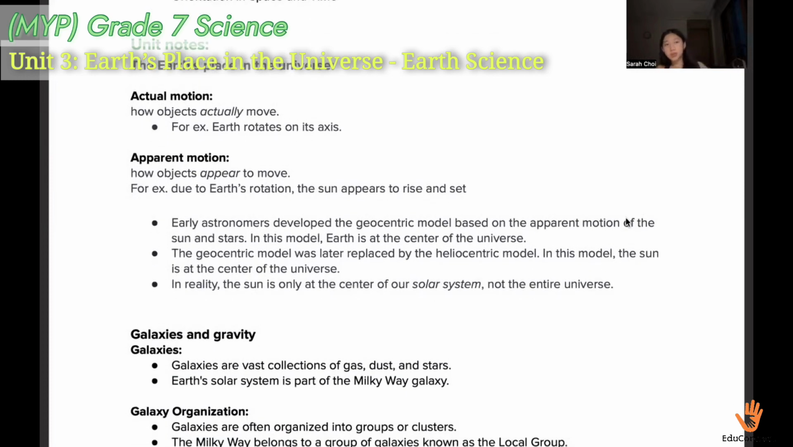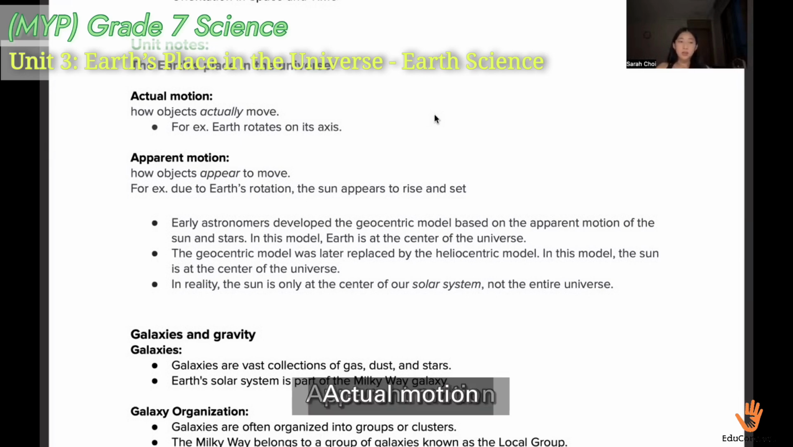So moving on to unit notes, the Earth's place in the universe. Starting off with the fundamentals, actual motion. Actual motion is defined as how objects actually move. For an example, it would be Earth rotating on its axis. And apparent motion is defined as how objects appear to move. For an example, due to Earth's rotation, the sun appears to rise and set.